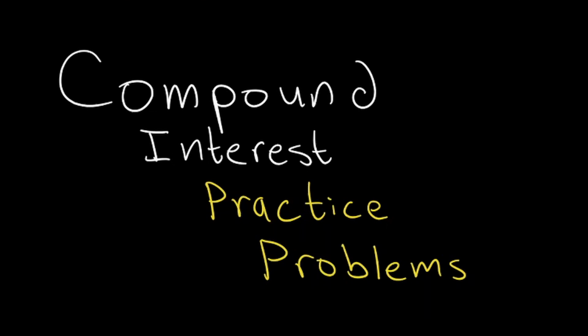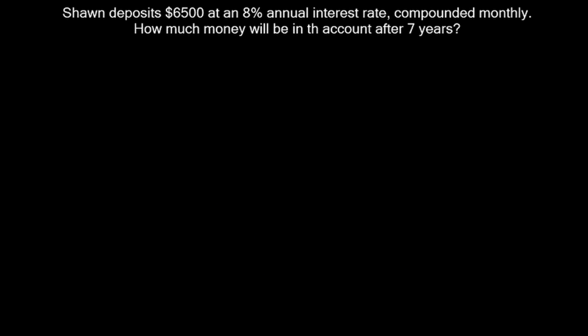Compound interest practice problems. Sean deposits $6,500 at an 8% annual interest rate compounded monthly. How much money will be in the account after 7 years?